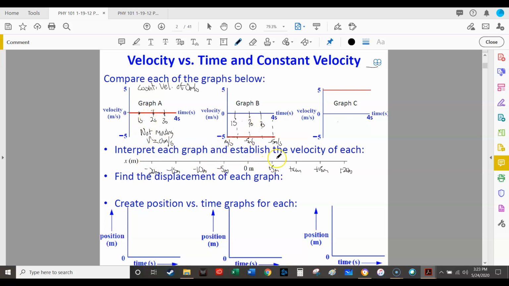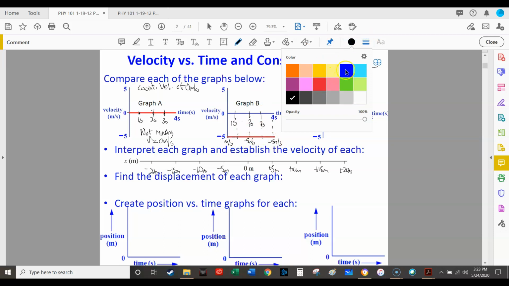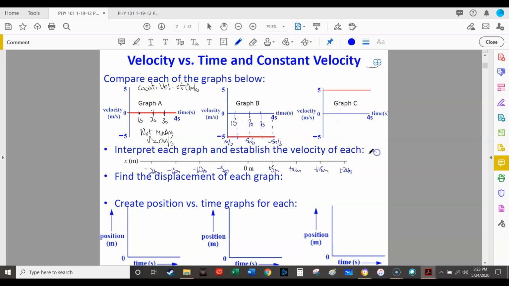Graph B, let's say the object, for us to represent its velocity, we could have it being at negative positions. This is just a velocity versus time graph. It's not telling us where we're initially starting. So what I want to do is use positive positions, and the reason why is our position versus time graphs are only considering positive positions.